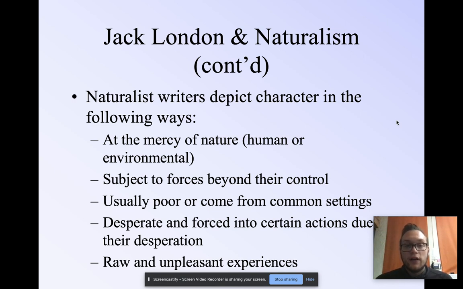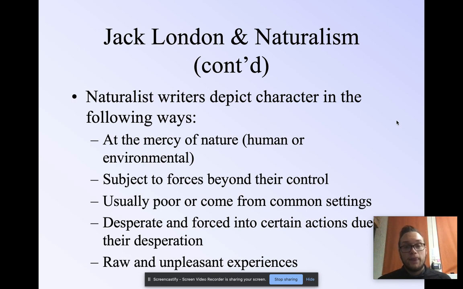So a naturalist writer, whenever they sat down to write a book, they had certain characters in mind. And I want to make it really clear that not all characters of every single naturalist writer is the same. They could have focused on men and women. They could have focused on white characters, black characters. They could have focused on a story set in the United States. They could have set a story in Canada. So they're not all the same, but there are a lot of really common characteristics from one naturalist writer to the other.